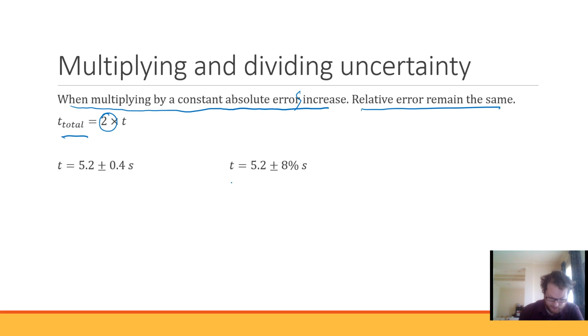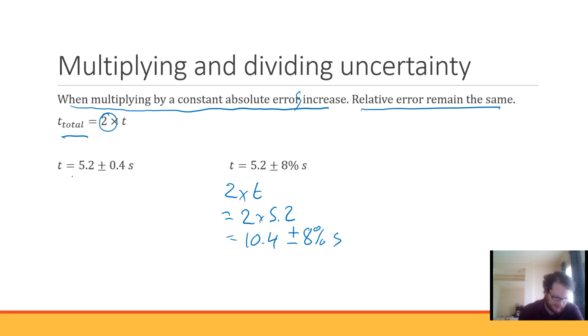So let's go have a look at this one. If I go 2 times T equals 2 times 5.2 equals 10.4. And because the error stays the same, I can just write plus or minus 8%. Don't need to do anything. Error stays the same. And that's because you're still finding 8% of this value. The percentage error is going to be the same.